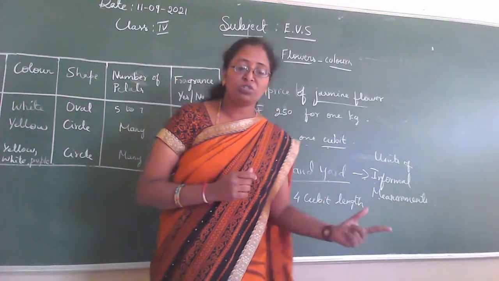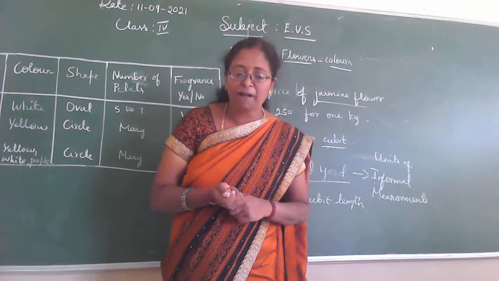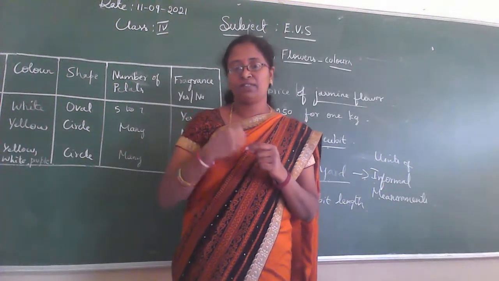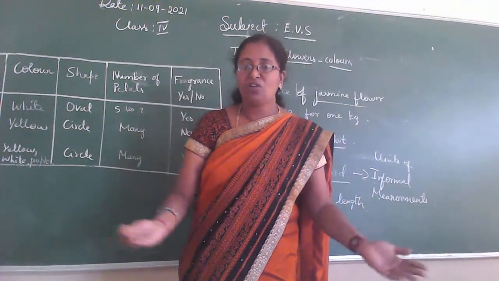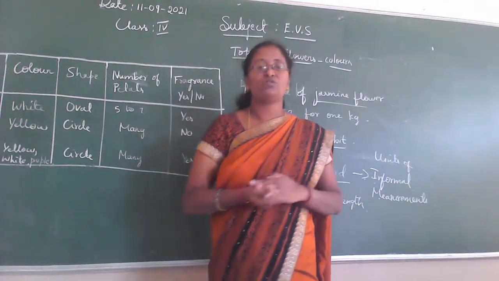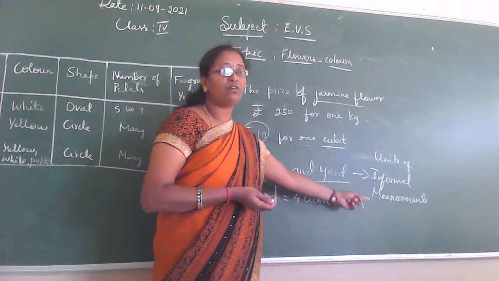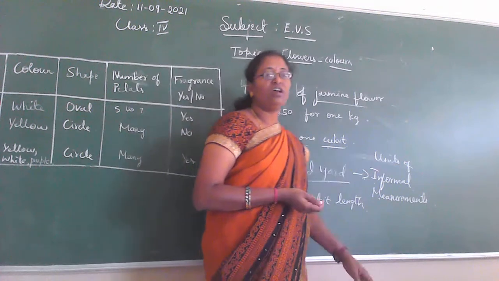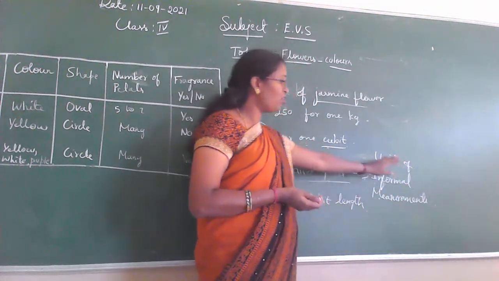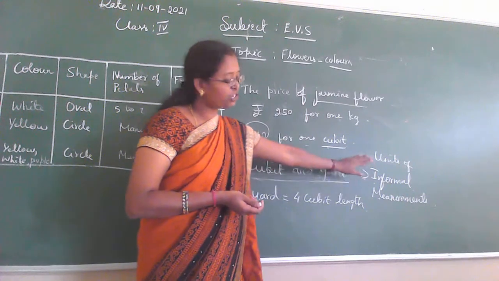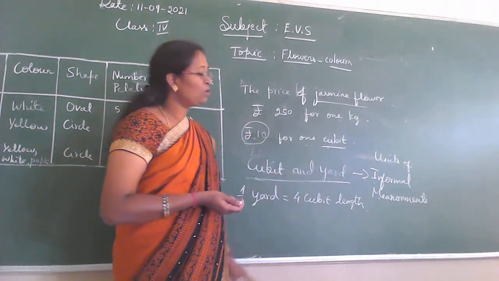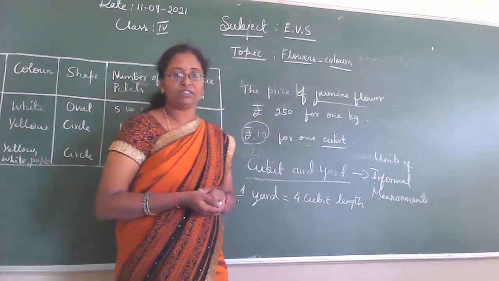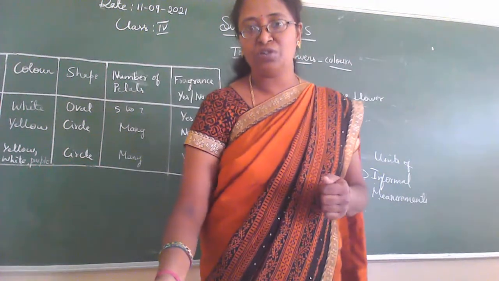These measurements are useful for which people? People who string flowers, ಯಾರು ಕಟ್ತಾರೆ, who sell the flowers, ಅವನ್ನ ಮಾರ್ತಾರೆ, and who buy the flowers, ಯಾರು ಅವುಗಳನ್ನು ತಗೋತಾರೆ. So these informal measurements are useful for such people. Cubit and yard are units of informal measurements, useful for people who sell, string and buy flowers. So children, I hope you understood this lesson.